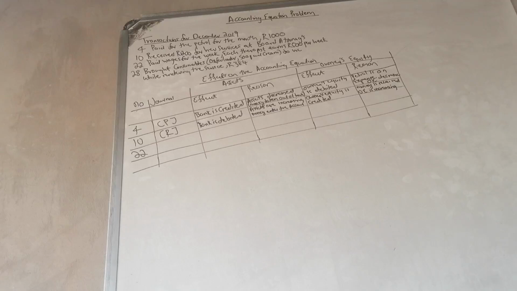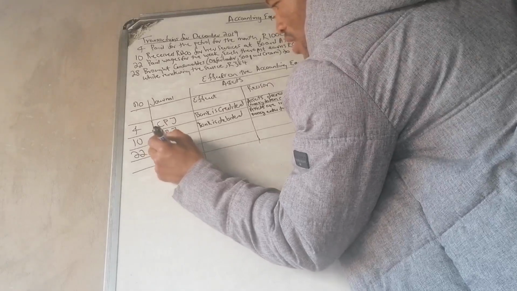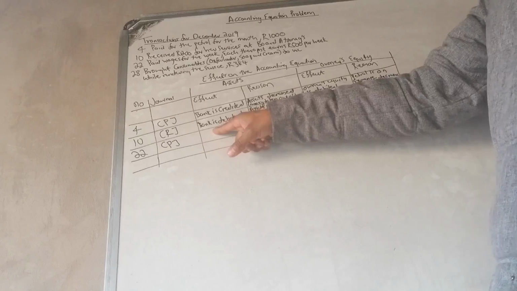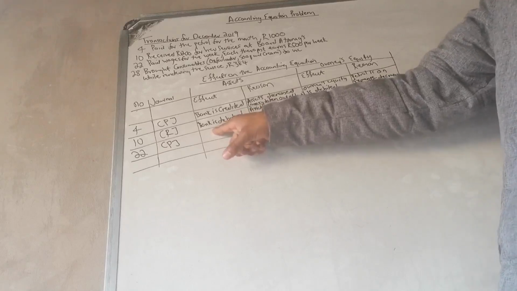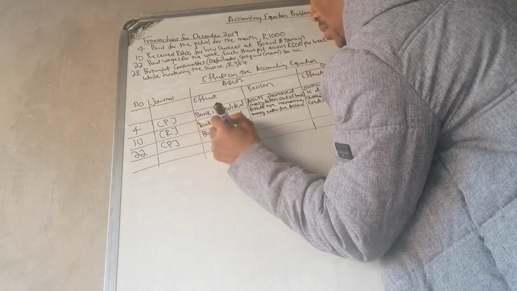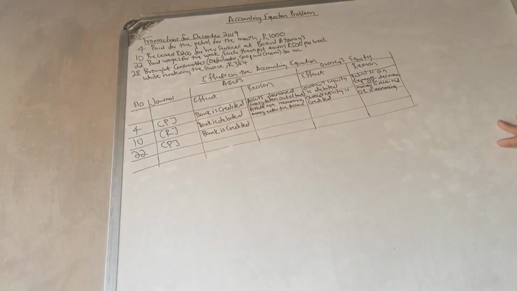Okay? Now, if we are paying by cash, because each therapist earns 500 per week, are we going to record this transaction on a CPJ or CRJ? CPJ, because we are paying. Now, money is an asset. Money has left the business, so is the bank debited or credited? The bank is credited, because the money is leaving the business.